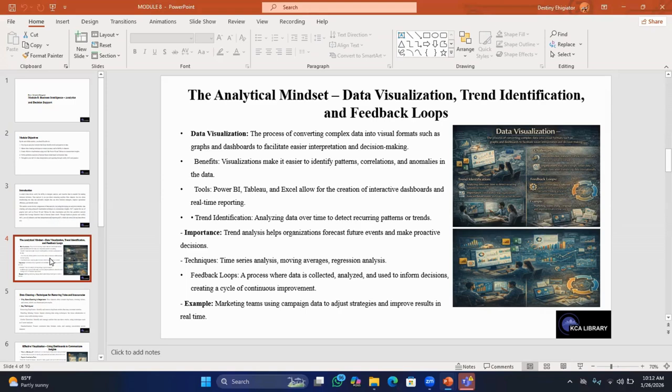Now, let's look at feedback loops. This is a process where data is collected, analyzed, and used to make informed decisions, creating a cycle of continuous improvement. An example is a marketing team using campaign data to adjust strategies and improve results in real time. This is a feedback loop where you collect data, analyze it, and use it to make informed decisions, creating a continuous cycle of improvement.